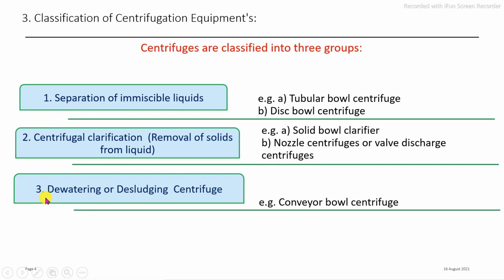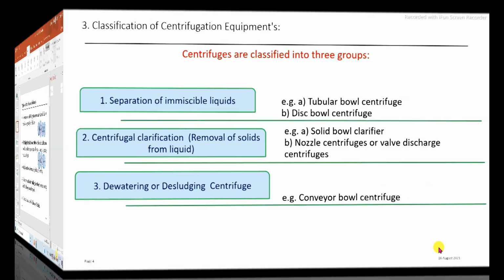The third is the dewatering or desludging centrifuge, used for the separation of liquid foods containing a high amount of solids into sludge. The best example is the conveyor bowl centrifuge. These are the main equipment used in the food processing industry.